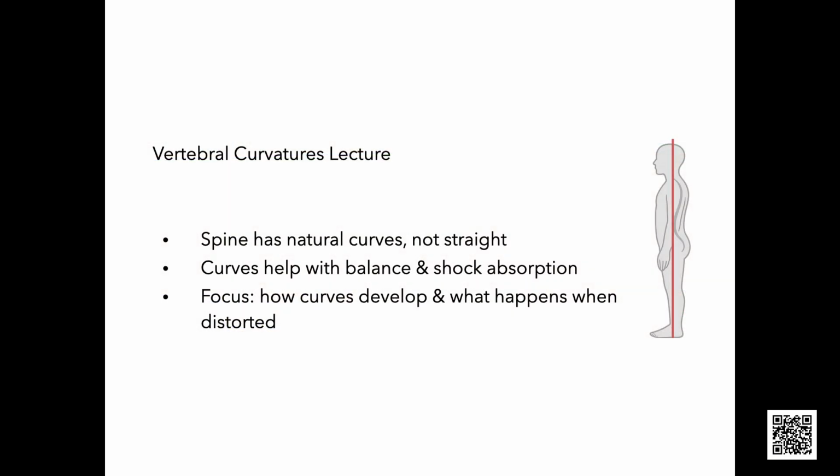In this section, we're diving into the curves of the spine. We'll look at how they start in the womb, how they change after birth, and how problems can develop when the curves become exaggerated. Think of the spine not as a straight column, but as a series of natural curves that balance weight and absorb shock.